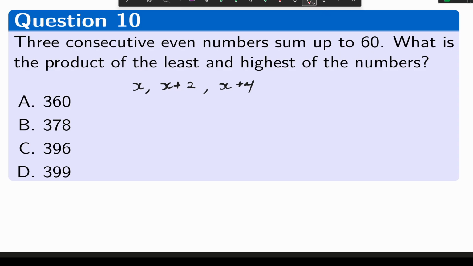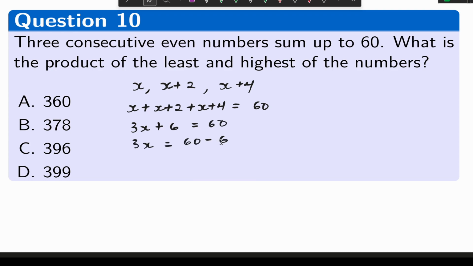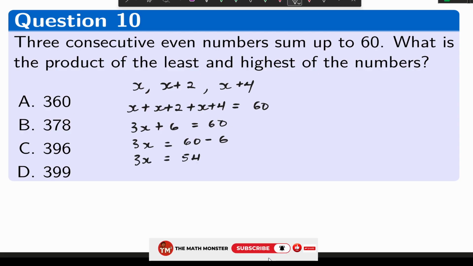Also, we have been told that the sum of these numbers is equal to 60. So when we add these guys up, we should get 60. So we are going to have x plus x plus 2 plus x plus 4 is equal to 60. So let's add the like terms. So we have x plus x plus x, that's going to be 3x. Then we have 2 plus 4, which is going to be 6, is equal to 60. So that's 3x is equal to 60 minus 6. Hence, 3x is equal to 54. That's when you divide by 3, you're going to have x to be equal to 18, right?